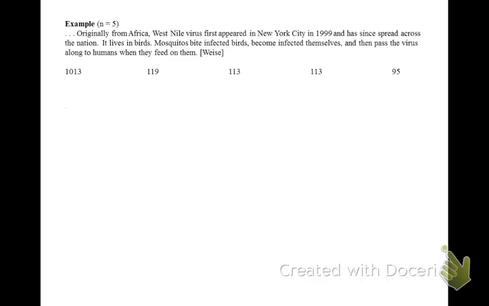Let's change our sample size to 5. Originally from Africa, West Nile virus first appeared in New York City in 1999 and has since spread across the nation. It lives in birds. Mosquitoes bite infected birds, become infected themselves, and then pass the virus along to humans when they feed on them. Our first step here again is going to be to order the data set.